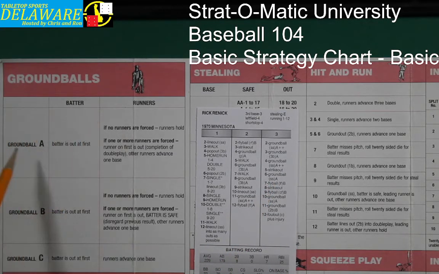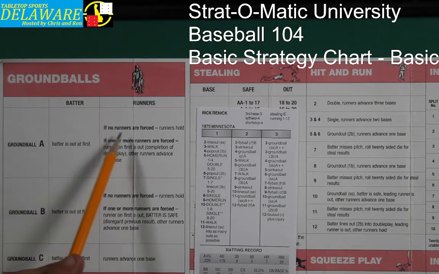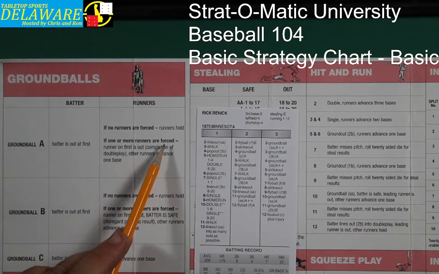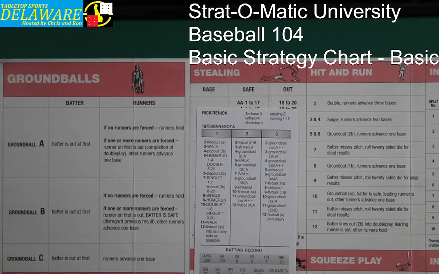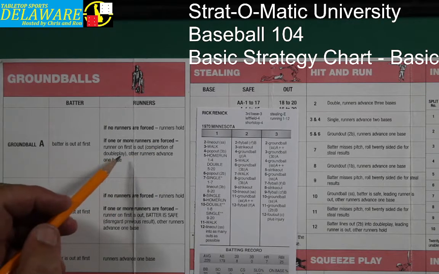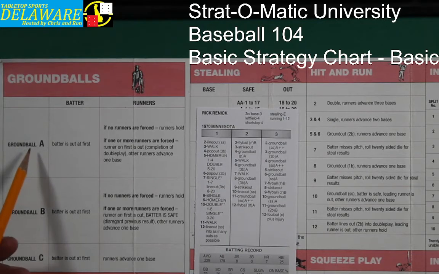Ground ball A, the batter is out at first. If no runners are forced, runners hold. So if you have a runner at second, nobody on first, and you get a ground ball A, they check the runner at second and get the force out at first. If one or more runners are forced, so let's say you have a runner on first and the ground ball A is rolled, then the runner on first is out, the completion of a double play, and other runners advance one base. So a ground ball A, that's what happens.